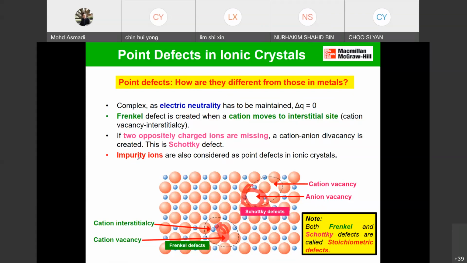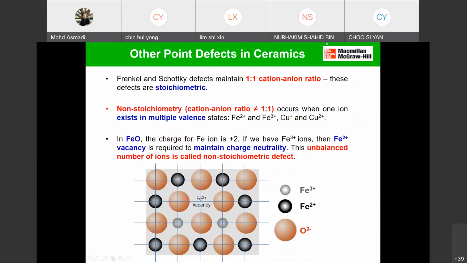Okay, so impurity ions are also considered as a point defect in ionic crystal. We also call this stoichiometry defects. We want to maintain stoichiometry and also neutrality. So let's see it in detail. For example, iron, right? In ceramics, Frenkel and Schottky defects maintain the 1:1 cation and anion ratio. So meaning that it is neutral.